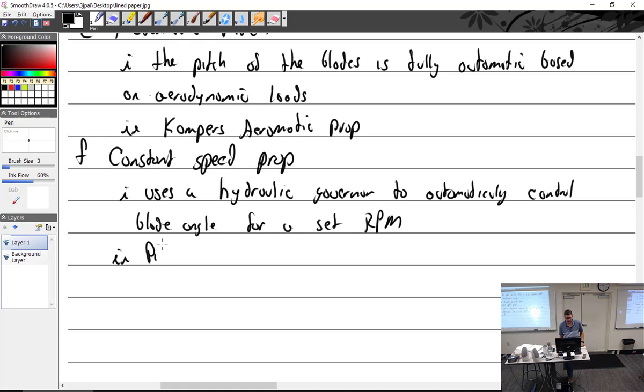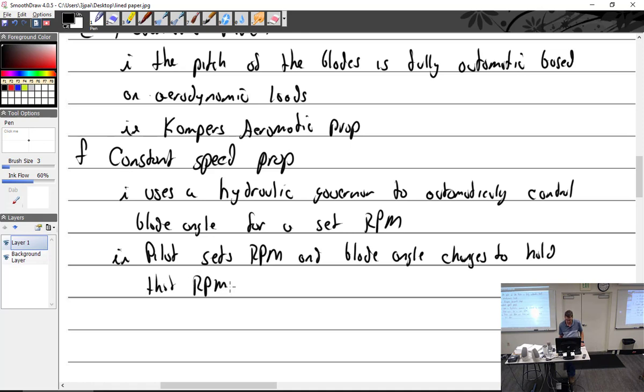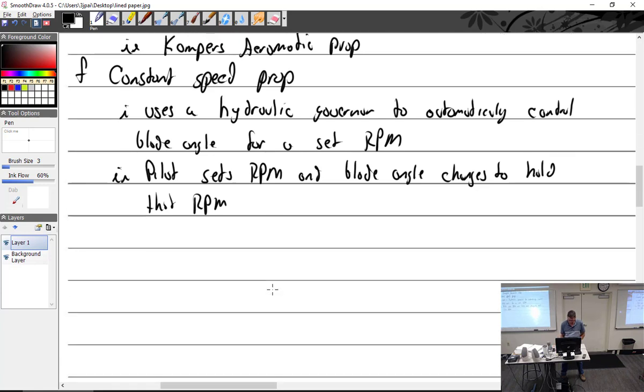So the pilot sets the RPM, engine RPM, and the blade angle changes to hold that RPM. Oh, here it is. A dead prop is equal to the drag of the entire aircraft. There, I wrote it somewhere.